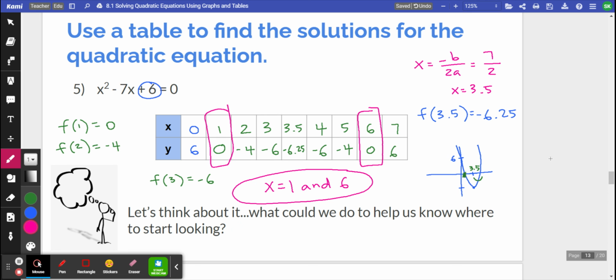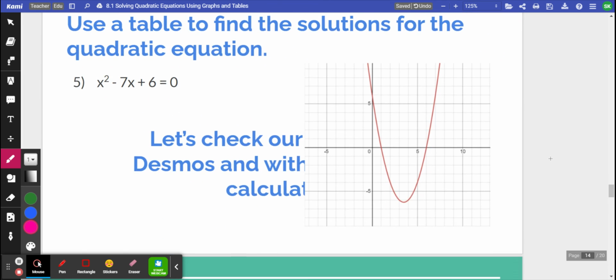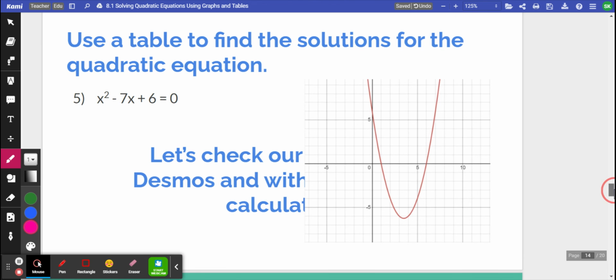Now let's check this with an actual graph of this function. I used Desmos to look at the parabola of this function, and look at this. x equals 1, x equals 6. We were exactly correct.